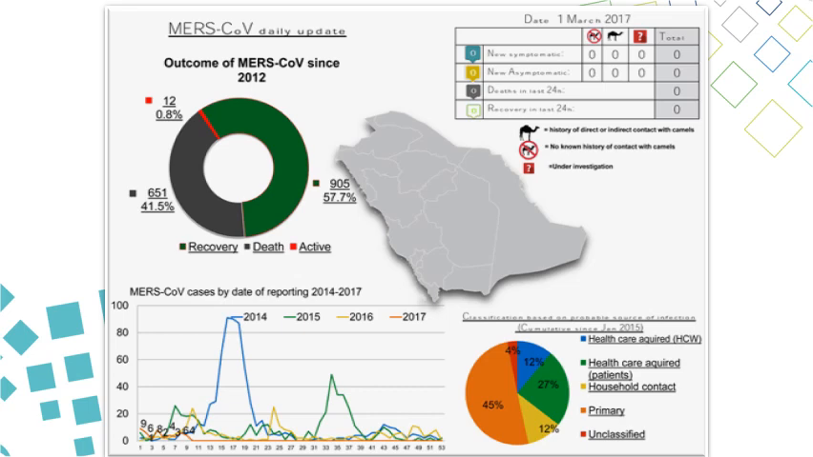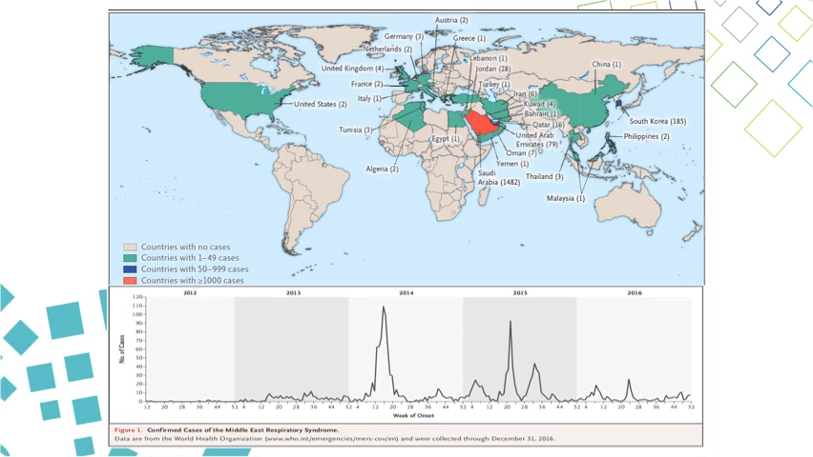As you see, we had a big outbreak in 2014, and this included the National Guard Hospital in Riyadh. This is very nice statistics that keep the public and healthcare workers informed about the severity and the burden of the disease. Another graph or map shows that the majority of cases were in Saudi Arabia, with a number of cases in South Korea, and a large outbreak was discovered in South Korea from a patient who traveled from Bahrain to South Korea.